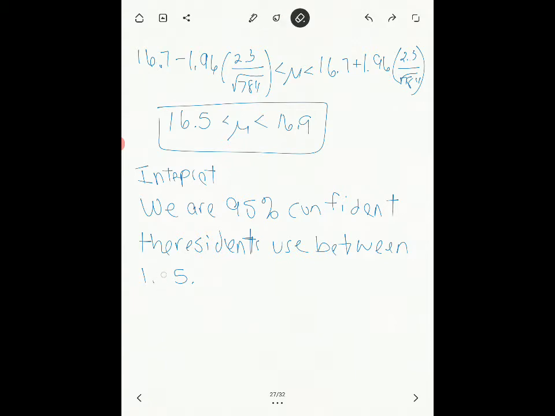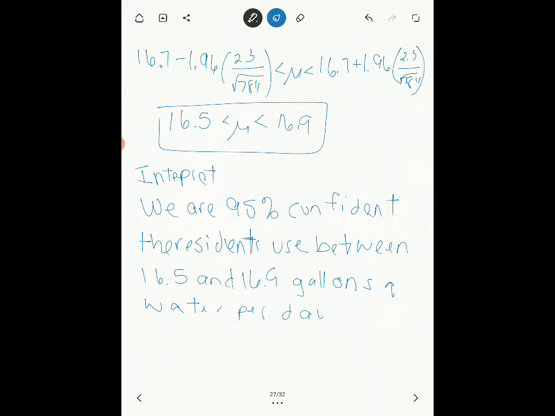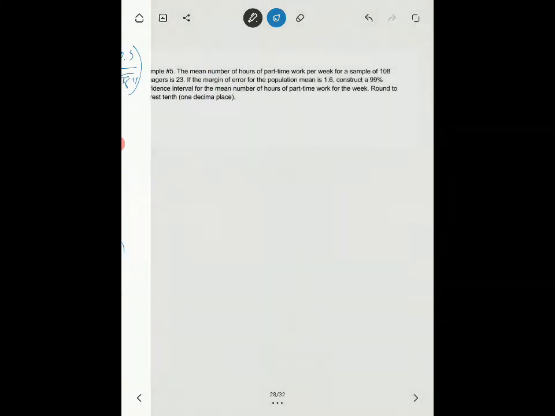Let's fix it up, and 16.9 gallons of water per day. And you can phrase it differently. You can say we're 95% confident the residents of the small town or something like that. Just as long as you restate the problem or the question and state that you're 95% confident or whatever the percentage was for this value.